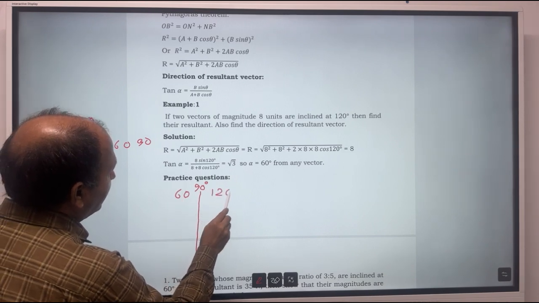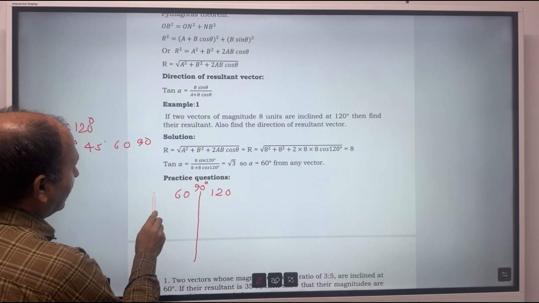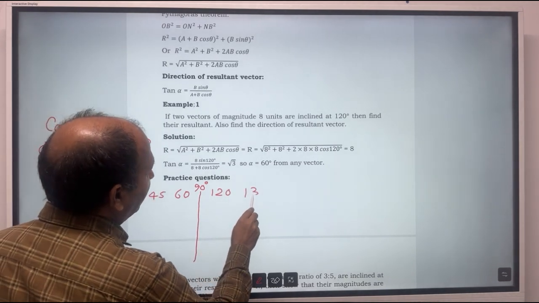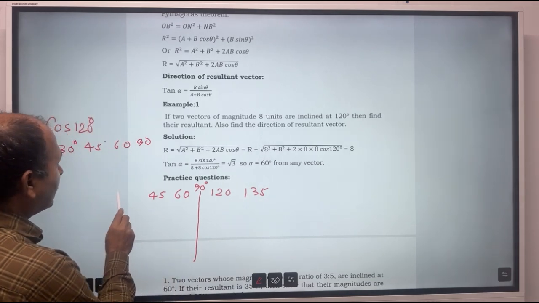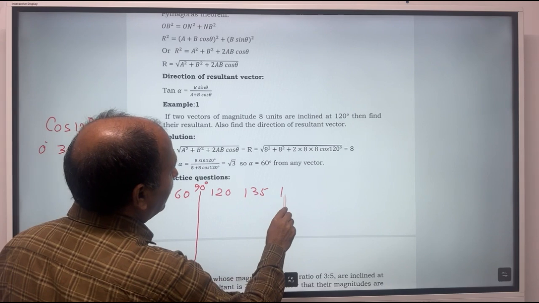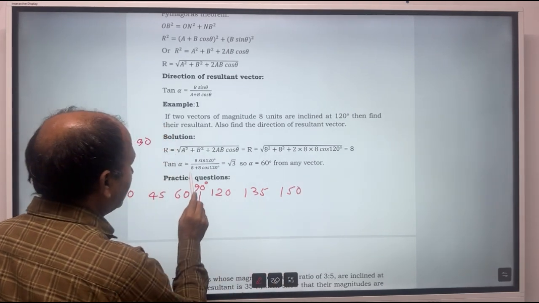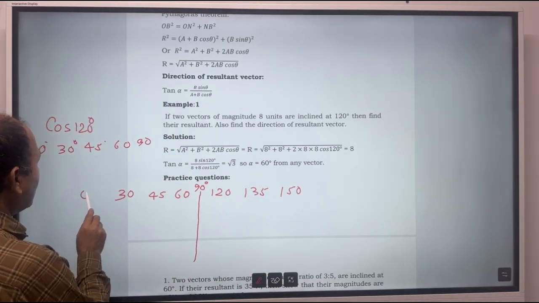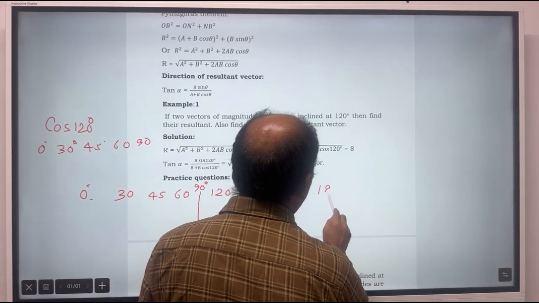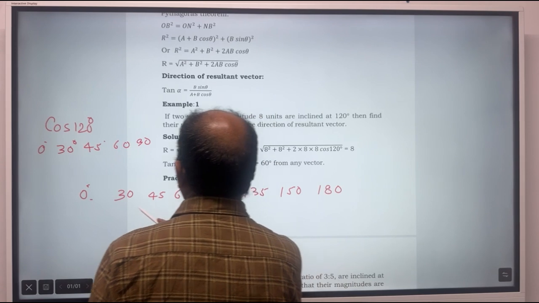Here you write 120 degrees. Then here there is 45 degrees, so a gap of 15 degrees, so it will become 135 degrees. Then 30 degrees, then there is a gap of 15 degrees, so here it will be 150 degrees. This is symmetry. Then 0 degree, there is a gap of 30, so a gap of 30 will be 180 degrees. So these are the values.